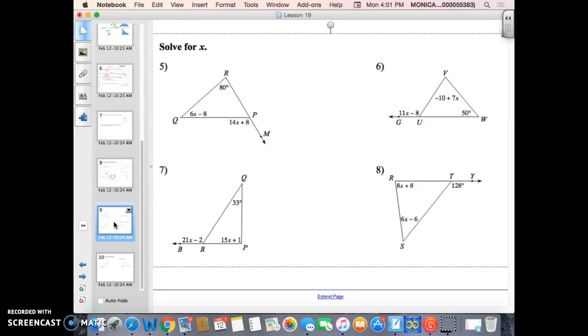Okay, and these you solve in a similar fashion. Please remember that the two interior angles are going to add together to give you the exterior. So this would be like 80 plus 6x minus 8 equals 14x plus 8. And then you go ahead and solve this just like you would any other algebraic expression.